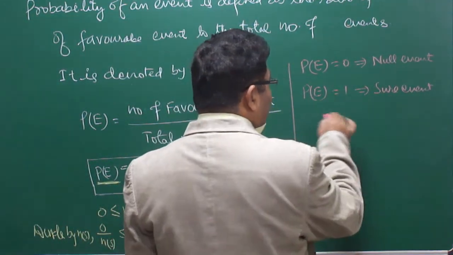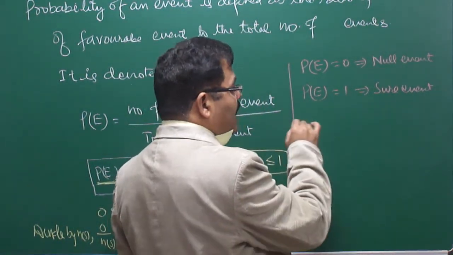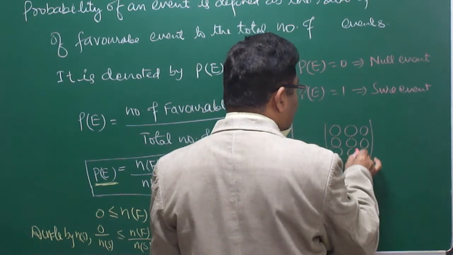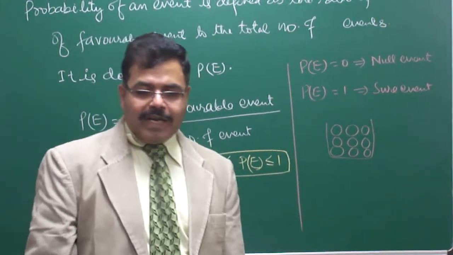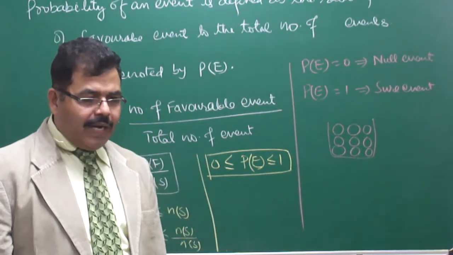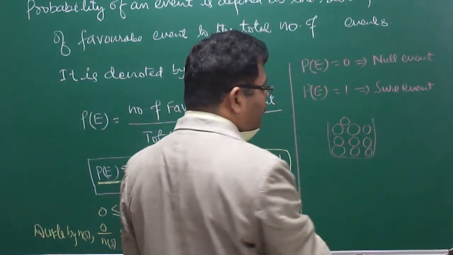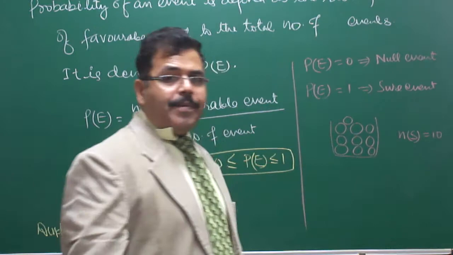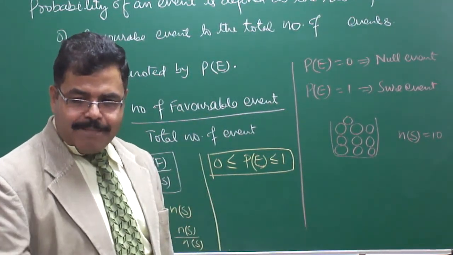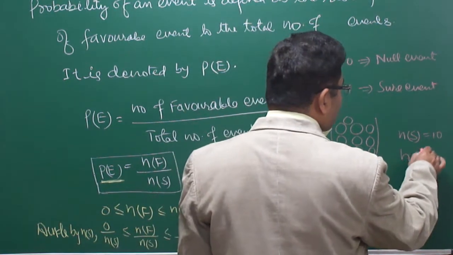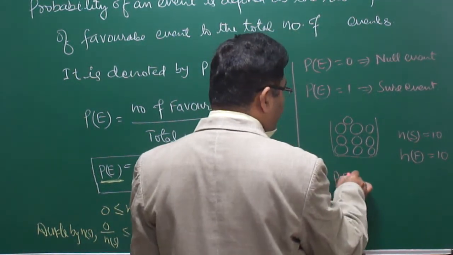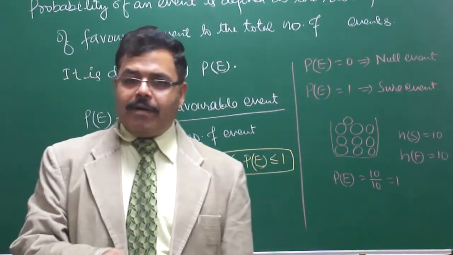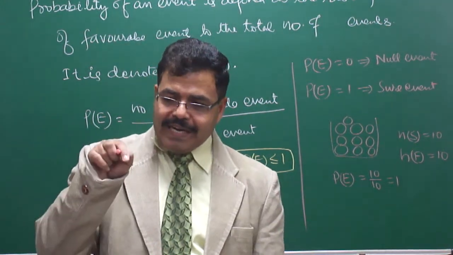Let me write one example for each type, null event and sure event. Suppose a bag has only red balls and one ball is drawn. Someone asks, what is the probability that it would be red? Sure, 100%. Here 10 balls are kept in the bag and any one of them can be drawn. So total outcomes can be 10, 10 different possibilities. And you want only a red ball, so all of them are favorable, and therefore the probability in that case will be 10 out of 10, that is 1. 100% sure that if any ball is drawn, it will definitely be a red ball.